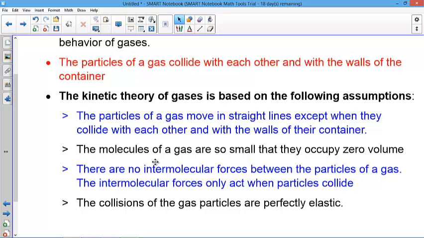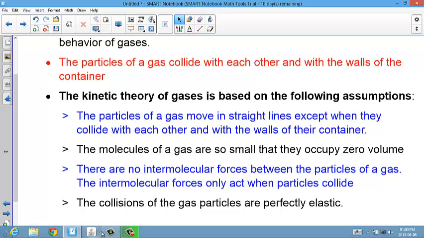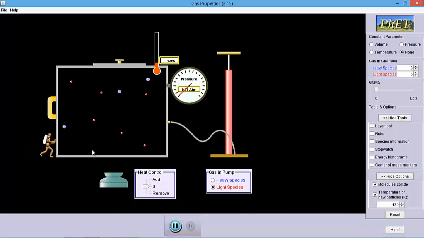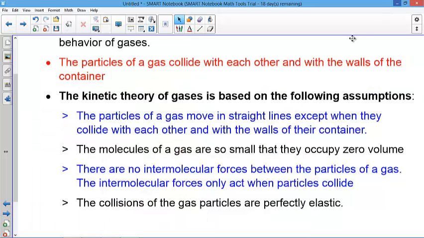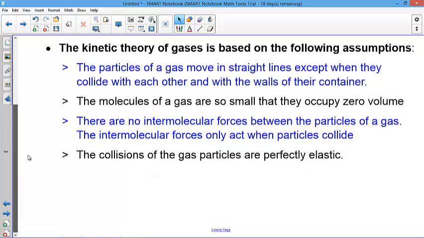Number 2, the molecules of a gas are so small that they occupy zero volume. We are saying in many practical situations, the molecules of a gas are very, very small compared to their container. And because they're very, very small compared to their container, we can practically say that their volume is negligible. In other words, their volume can be ignored. And that's what we're going to do in this chapter. We're going to be ignoring the volume of the particles, because they are so small compared to their container.